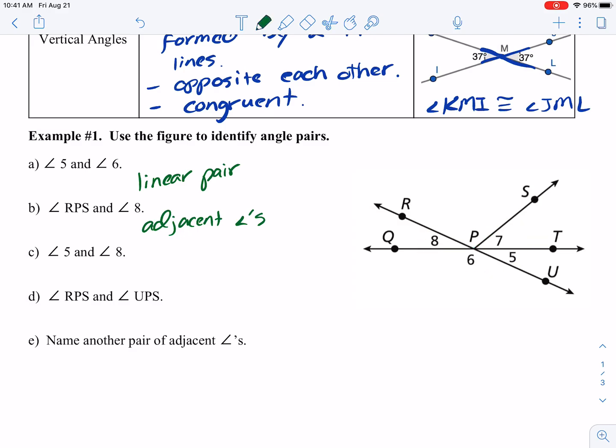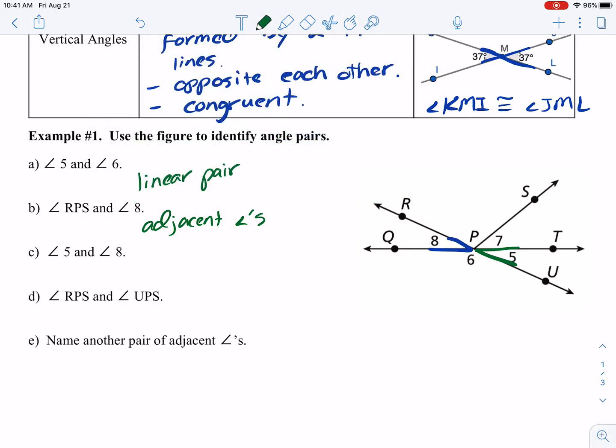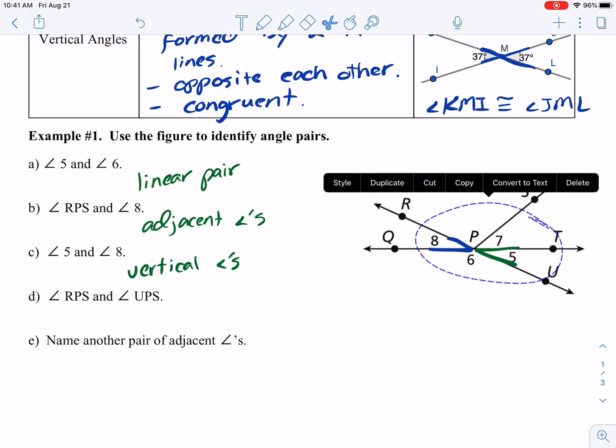Identify the angle pair 5 and 8. Angle 5, angle 8. They're opposite of each other. They're non-adjacent. They're formed by two straight lines. These would be vertical angles. Why don't you guys try example D?